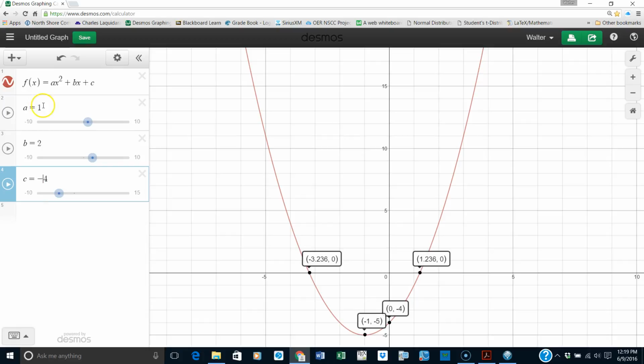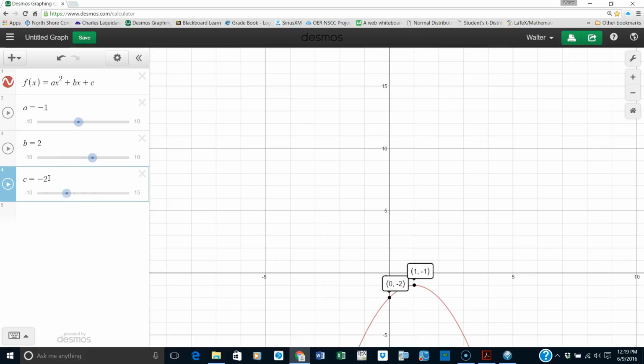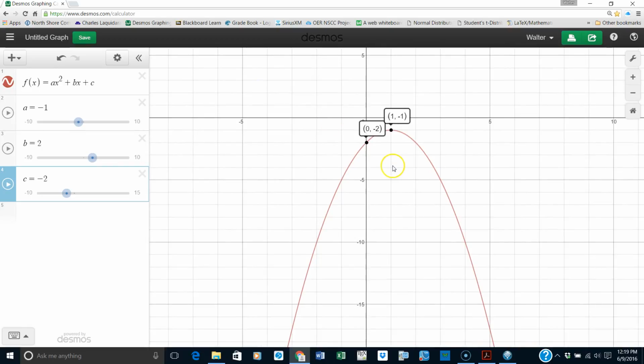So here we should have negative x squared, so the parabola is going to face down. Then we have plus 2x minus 2. Maybe I have the wrong numbers. I should have negative 1, I should have 2, and negative 2. So this is negative x squared plus 2x minus 2. Okay, so Professor Stone's wrong sometimes.